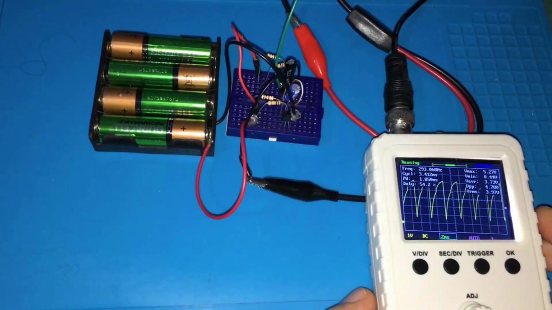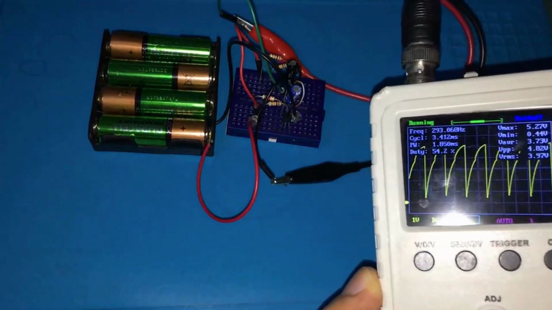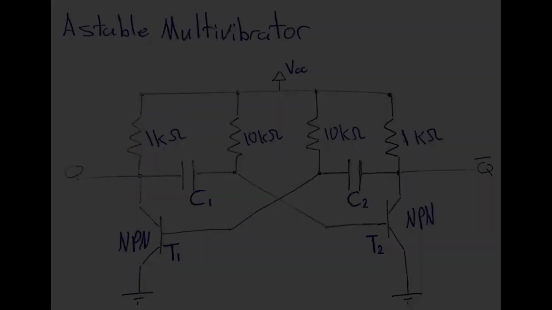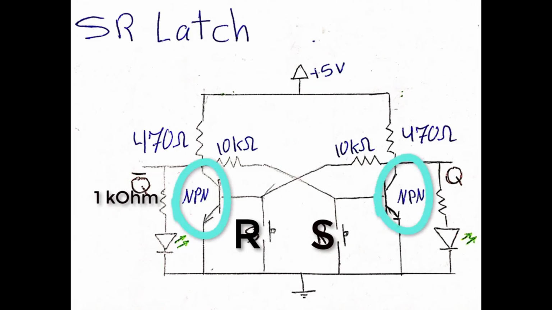Now to understand the working principle of this astable multivibrator oscillator circuit, let's have a look at its circuit diagram. At the first look, we can say that this is nothing but an SR latch. So to have better understanding, let's see how this latch circuit works. When connecting this circuit to a power source, definitely one of these transistors will conduct. So let's assume that the transistor on the left hand side will conduct first.